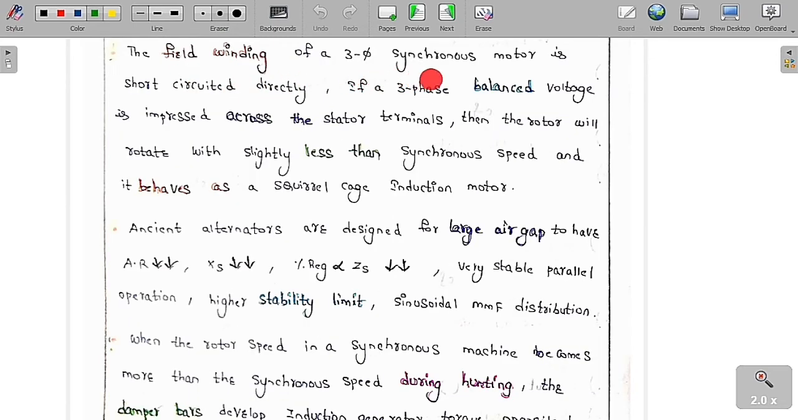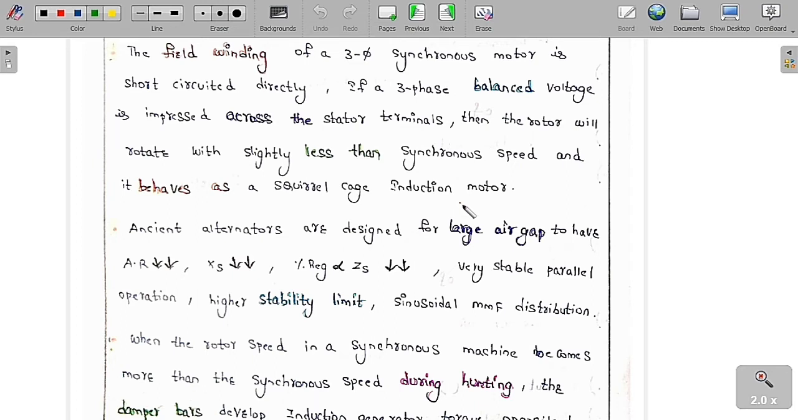The field winding of a three-phase synchronous motor is short-circuited directly. If a three-phase balanced voltage is impressed across the stator terminals, then the rotor will rotate with slightly less than the synchronous speed, and it behaves like a squirrel cage induction motor. So listen carefully here.